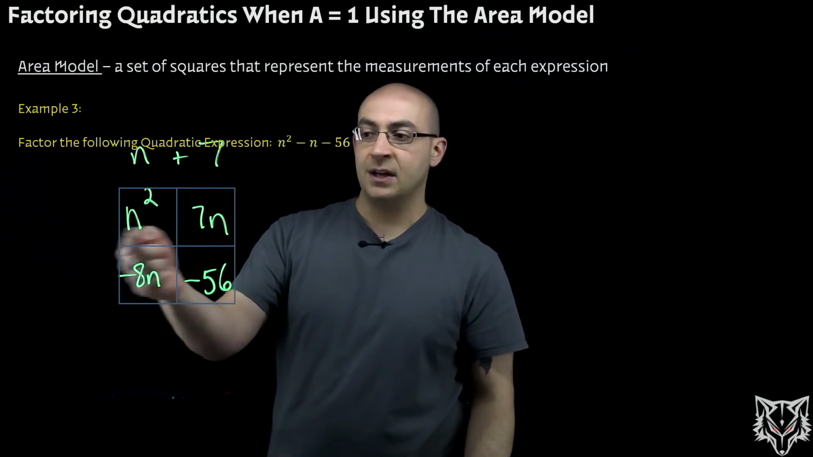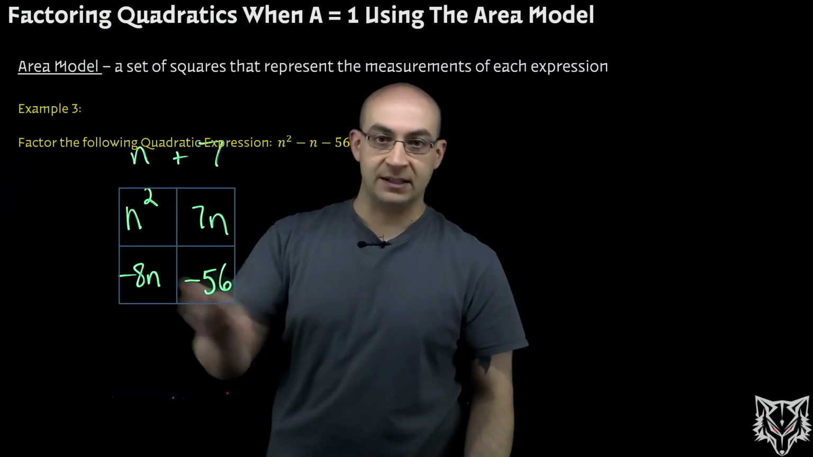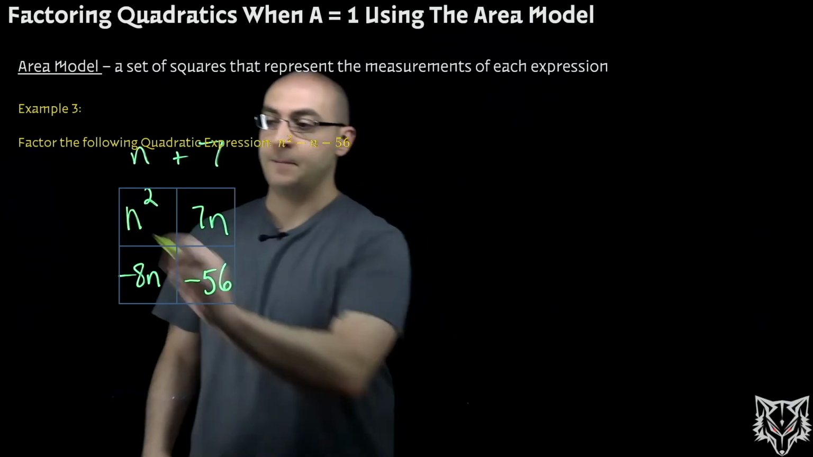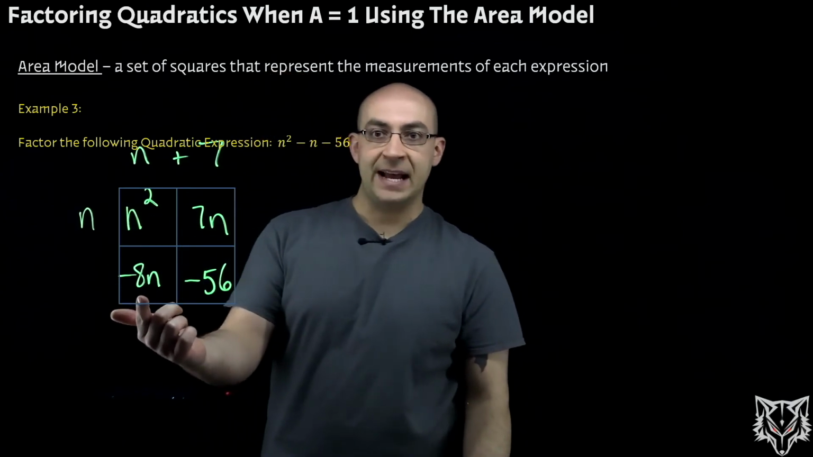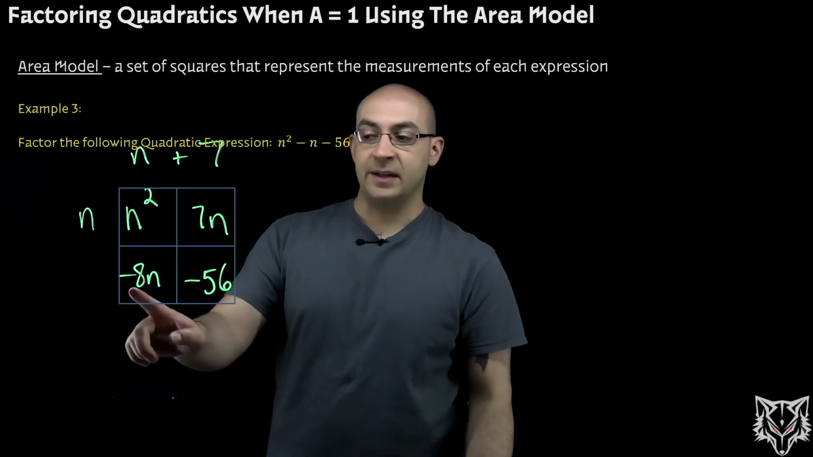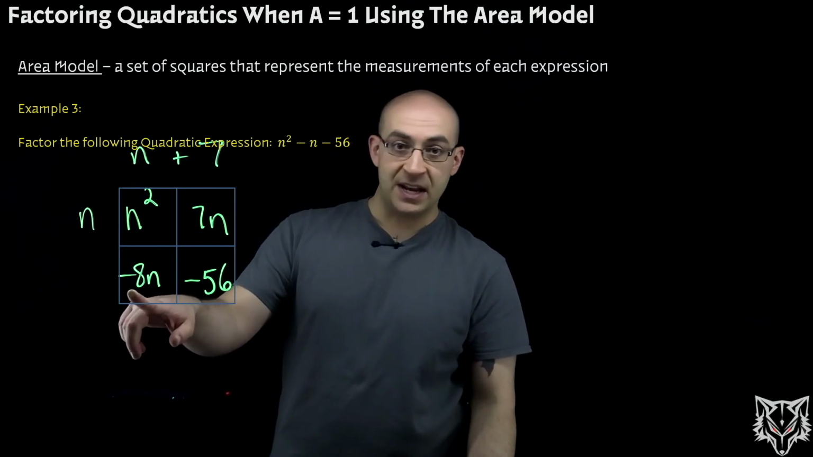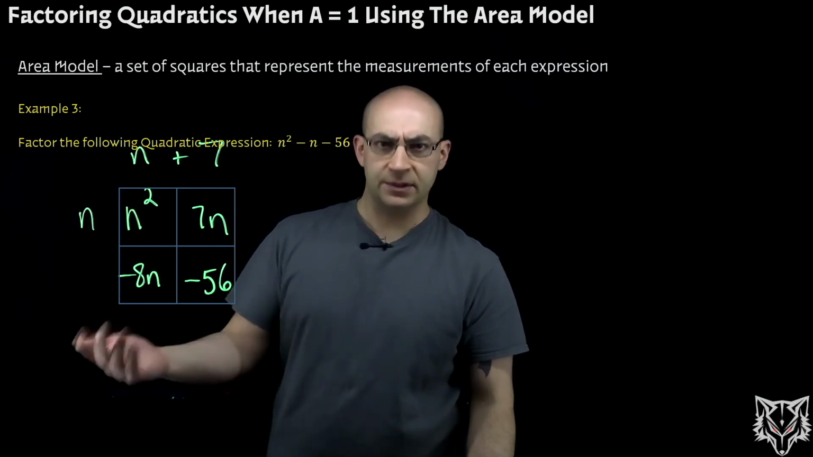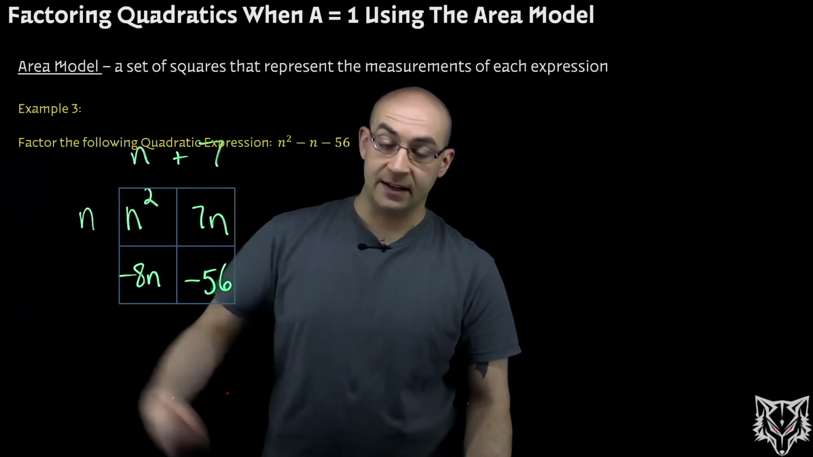Here to the sides, n squared and 7n. What's the greatest common factor of both of these? And that's going to be an n. And then a negative 8n and a negative 56. Now, because again, this term leads with a negative, I'm able to factor out or divide out a negative sign. And a negative 8 is what I'm looking for.